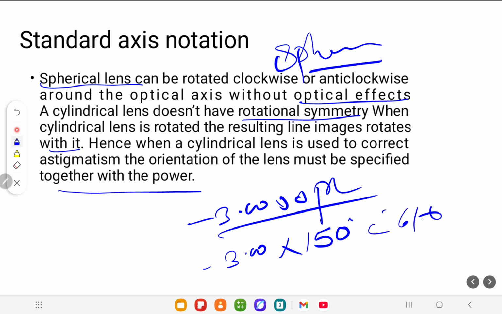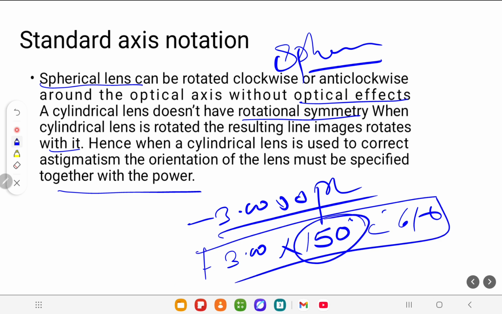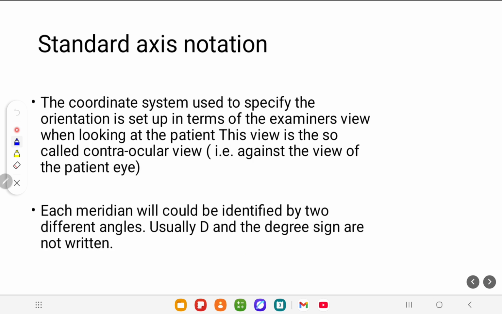So it's centrally important, unlike with spherical lenses, that there is an exact specification of the orientation. In the standard orientation, the coordinate system used to specify orientation is set up in terms of the examiner's view. It's very important that it is the examination view, not the patient's view. When looking at the patient, the view is the so-called counter-clock view, so we as an examiner, not as a patient, see the patient's eye in a view opposite to the view of the patient.